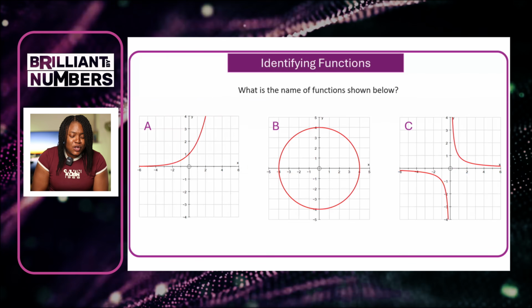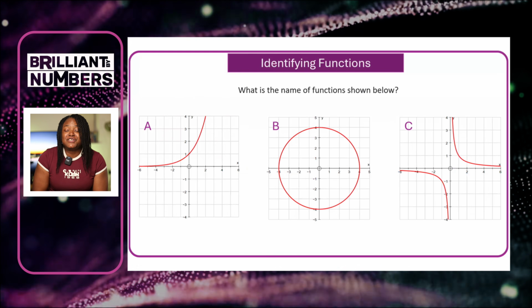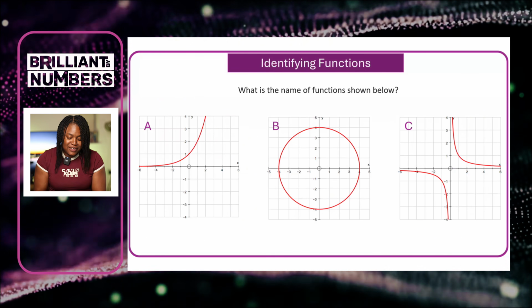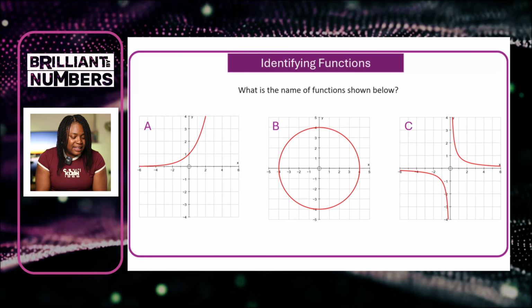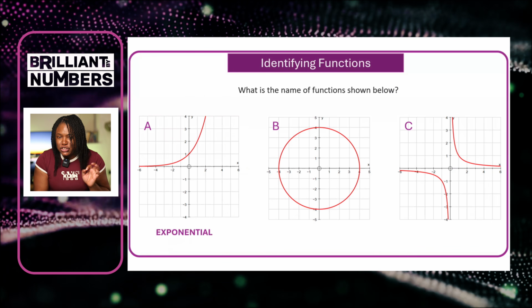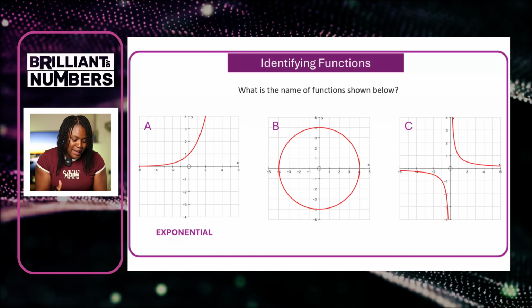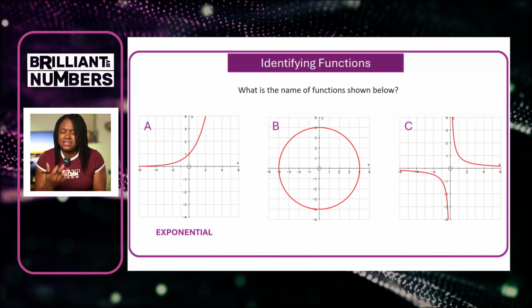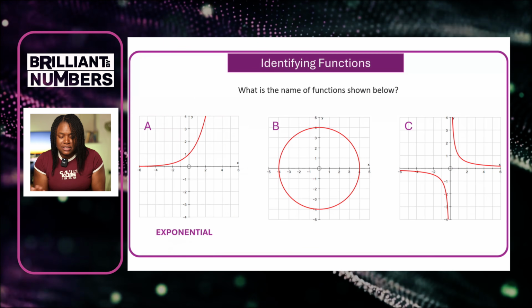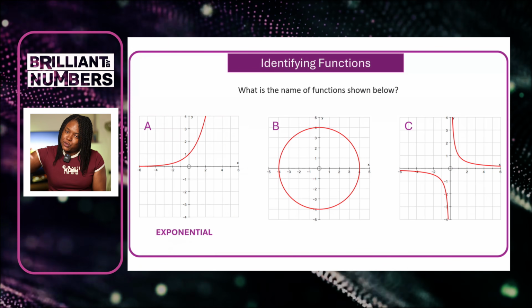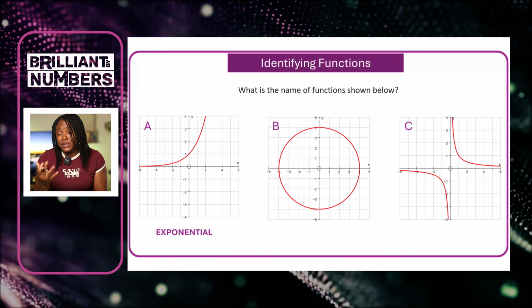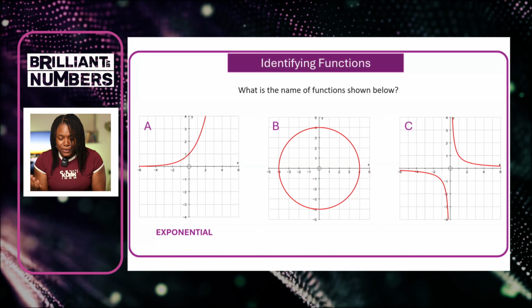Now you could sketch the diagrams beside each of them that you have written down. So, identifying functions. What is the name of the function shown below? The first one here is our exponential function. Where is this applied? Businesses use this to look at growth of stocks and so on. You can see the stock market rising, and so you know that your business is actually doing very well.